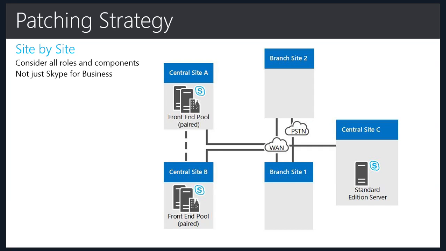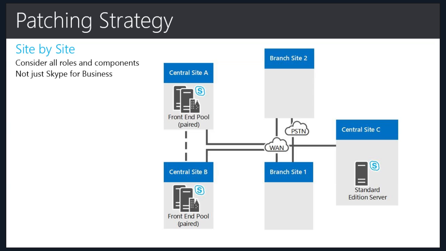So if we think about the patching strategy from a high-level point of view, we have a deployment here that consists of central sites A, B, and C, and we have 2 branch sites associated with those central sites as well. So when we think about patching the on-premises components, again, online is being patched for you. There's nothing that you need to do.